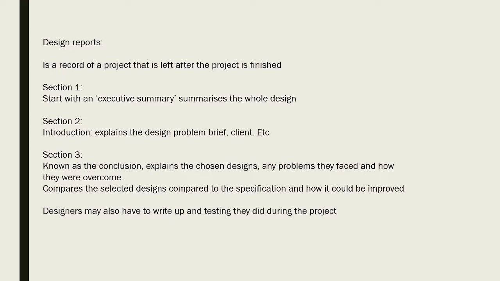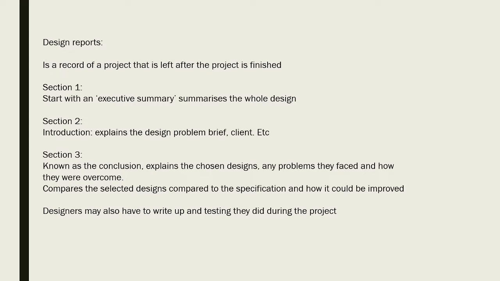So there are 3 sections to it. This starts with an executive summary that basically summarises the whole design up, the features to it, what it does, why we've done it that way, what the thought processes were. Section 2 is the introduction. It basically explains the design brief, the client, the problem you came across, how you solved it. Like I say, you're planning out: right, this is what the project we did was, and here's how we went about going through it.